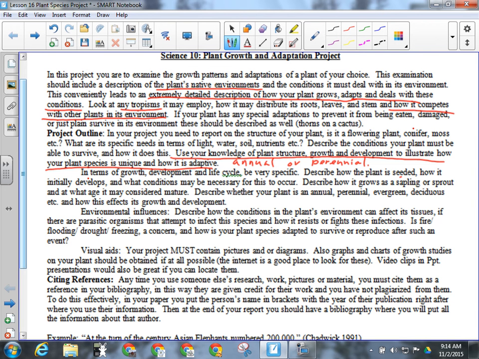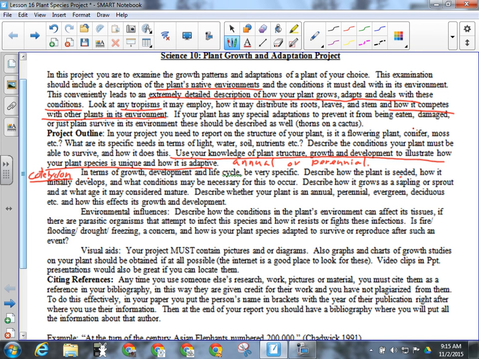How does it initially develop? You'll probably find this term in there, but I'm not really concerned about that: cotyledon. Things can be a monocot or a dicot. That's about how they look when they first come out of the seed. I'm not too worried about whether you cover that or not, but you'll probably see the term cotyledon come up. What conditions may be necessary for this to occur? For example, we talked about how for some pine trees, there has to be a fire for the cones to open. Again, those are natural adaptations of your plant that you'll want to talk about.